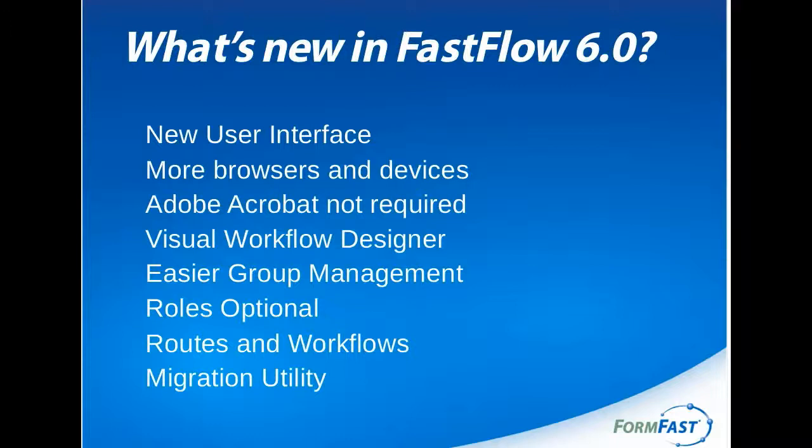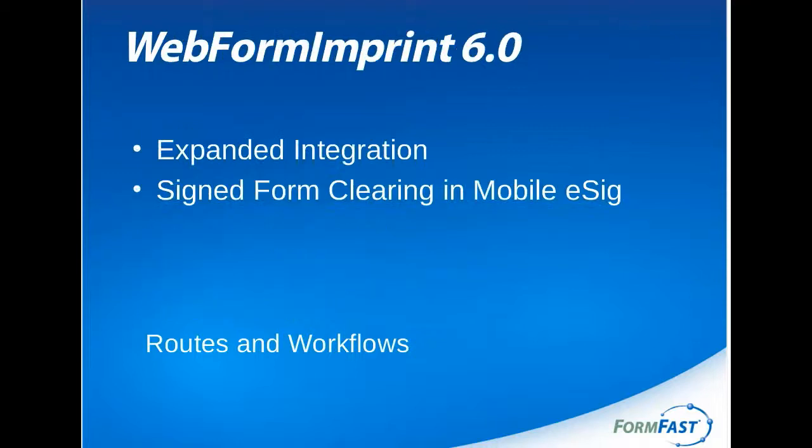What we've done is we've added the ability to specify printer alias category, workstation ID, and location via the URL in the query string. And what this does is it gives us a lot of flexibility when integrating with other systems, so that information can all be passed in from whatever system you're integrating with. And it also gives a lot of flexibility around using Web Form Imprint in a virtualized environment.